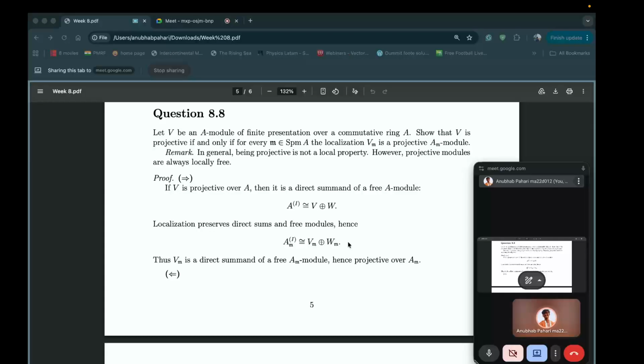So there is a chain that says that free implies projective, projective implies locally free, but not the converse. So you should try this for 5 to 10 minutes, then we'll start.